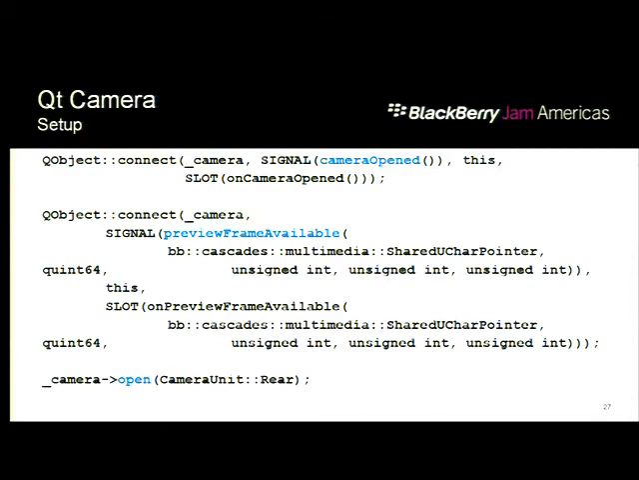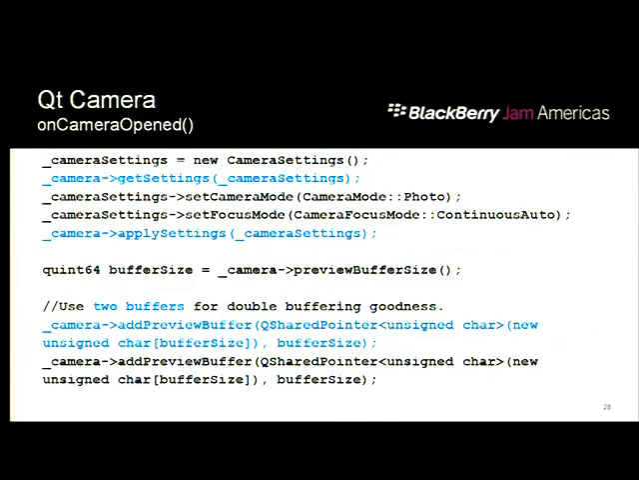So this is how you set up the camera in Qt. You'll want to first connect up to a couple signals. You want to connect to the camera open signal. And in this case, I'm just going to talk about taking the actual preview frame you get from the camera. So we're going to connect to the preview frame available method. And then open the camera. So this method is asynchronous. So once you've connected everything up, you call this camera open function. You can't really do anything else with the camera object until you get the signal back. So you call this, and then when you get your onCameraOpened signal, then you can do what you need to do.